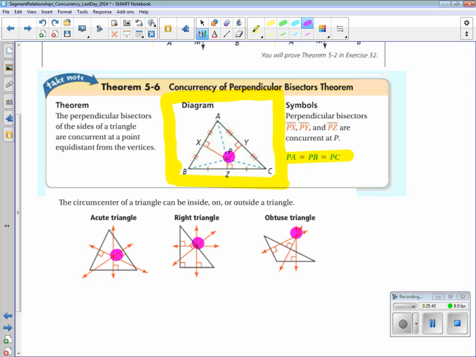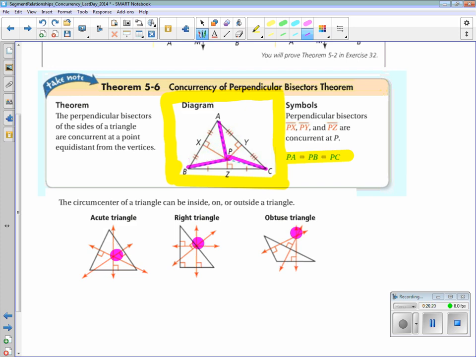But what does the theorem tell us? The theorem says that from the point of concurrency to each of the vertices, so PA, PB, and PC, when we're talking about a circumcenter, those distances are all the same. Okay? So we don't have a 2/3, 1/3 thing, or one's twice as long as the other. So anyway, all of those distances are the same.